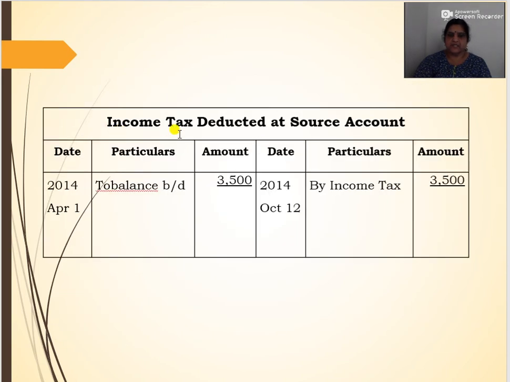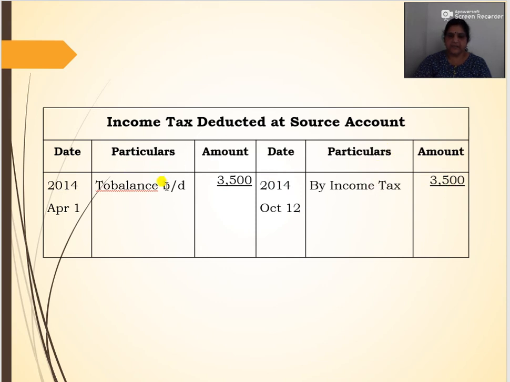So this is the income tax deducted at source account. So here the journal entry will be income tax account debtor to income tax deducted at source. So in income tax deducted at source by income tax 3,500. Now here the opening balance is to balance brought down 3,500. Now it is transferred to income tax account, that is 3,500. Okay, so this is on 2014 April 1st. At the beginning there is 3,500. Then after assessment it is transferred to income tax account, that is 3,500. So the account will be closed.